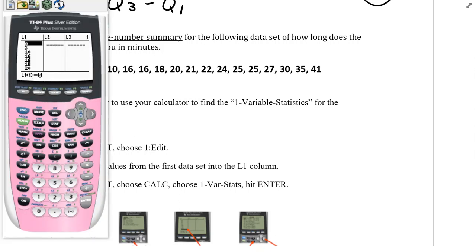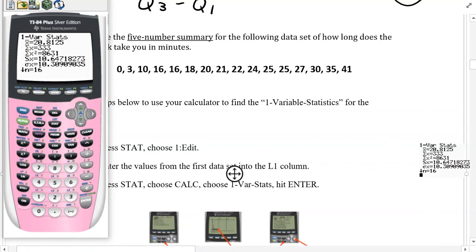Once your data is all in L1, we're going to hit Stat, and this time we're going to head over to Calc and click that first option where it says 1-Var Stats. My screen looks a little different because I have an older calculator, but your screen probably will match the buttons on your handout. So we hit Enter, and it gives us this.